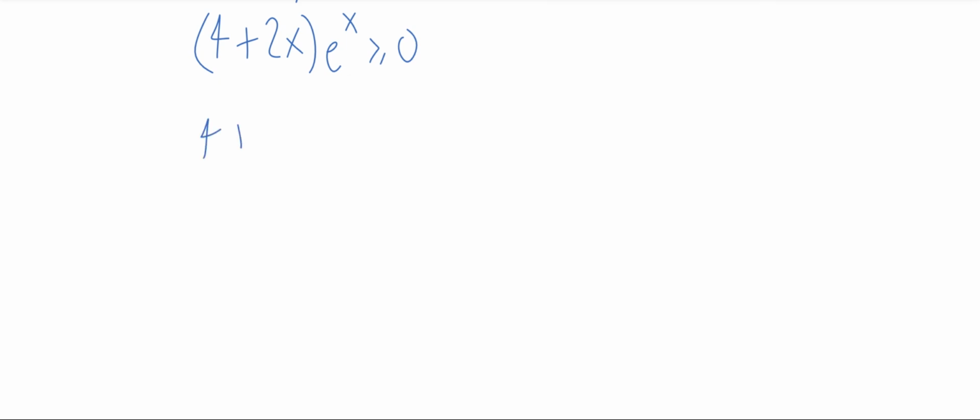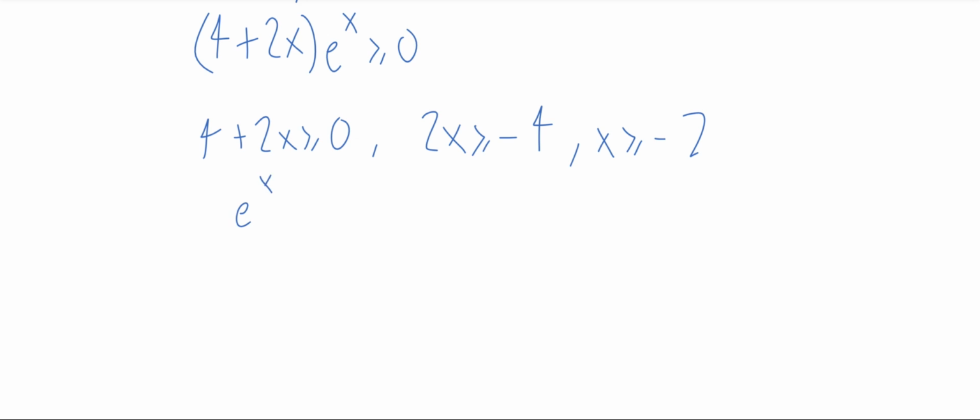So the first part of the solution, you're solving 4 plus 2x bigger than or equal to 0. So rearranging that, you get 2x is bigger than or equal to minus 4. So x is bigger than or equal to minus 2. And then the other part of the solution is e to the x is bigger than or equal to 0. And that's true for all real values of x. So the solution to that is just x is real.